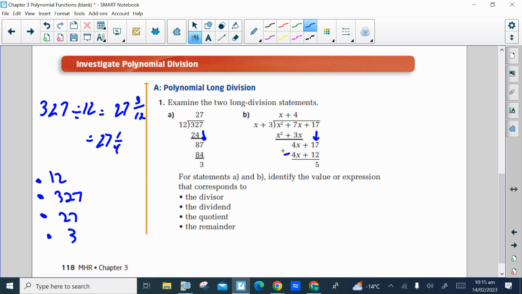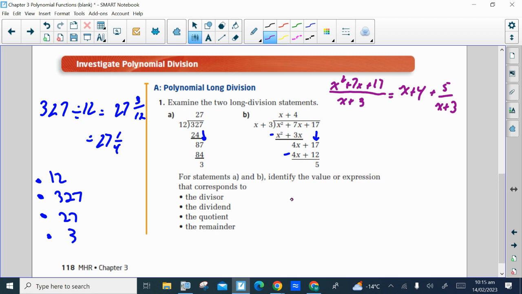And then we subtract, right? We're always subtracting here. So 4x take away 4x cancels. And then 17 take away 12 is your plus 5. So we can say that x squared plus 7x plus 17 divided by x plus 3 gives us a quotient of x plus 4. And then we have a remainder of plus 5, which is a ratio of the original divisor. In this case, it's x plus 3. So there's a division statement that we can say for that division. And it follows the same pattern that we did over on the left.